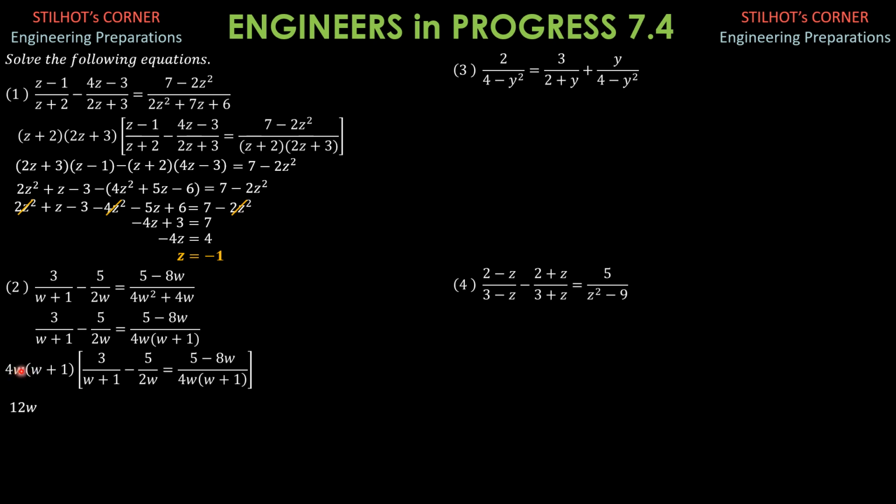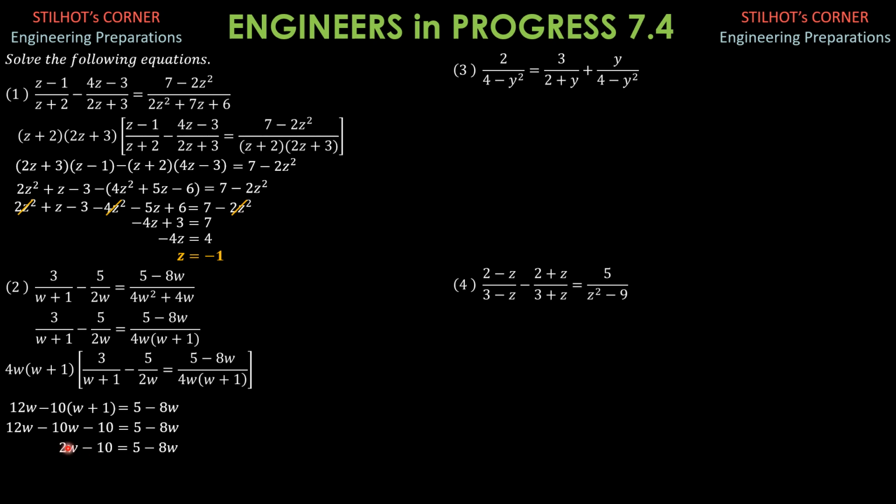Then 4w divided by 2w is 2. Then times negative 5, negative 10. Negative 10 times w plus 1. Then same, cancel, so equals 5 minus 8w. So this is 12w minus 10w minus 10 equals 5 minus 8w. So 12w minus 10w is 2w plus 8w is 10w. Then 5 plus 10 is 15. So 10w equals 15.